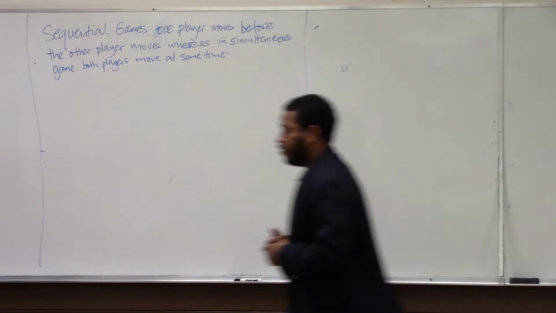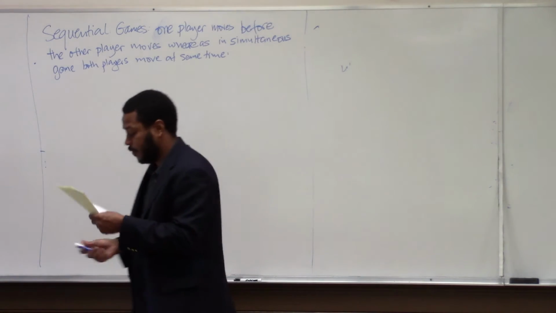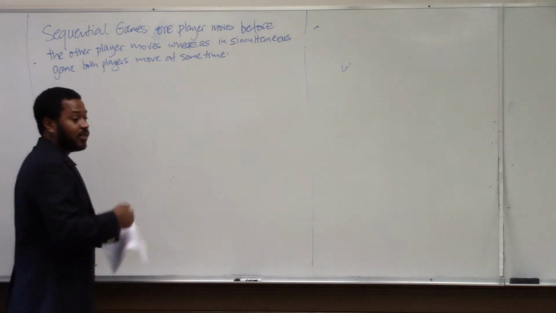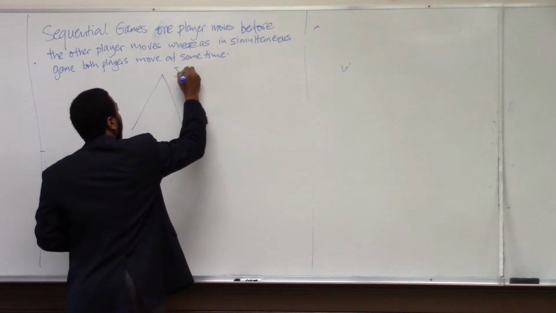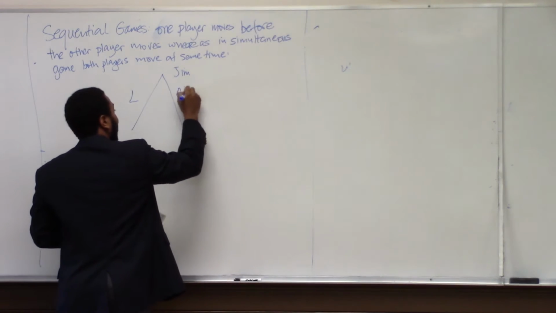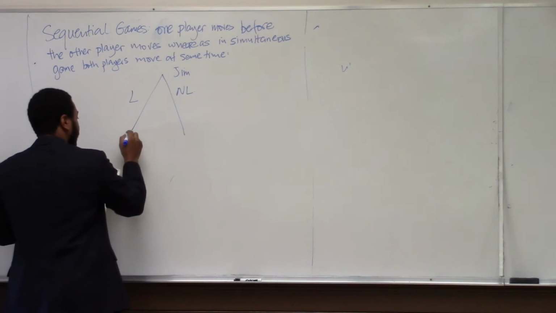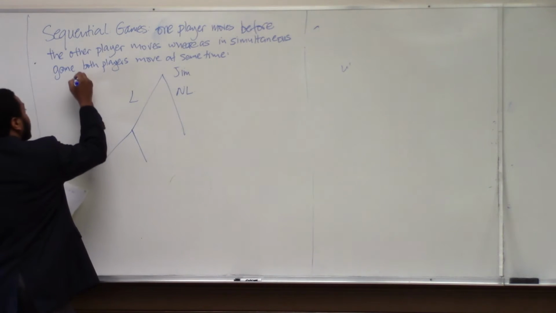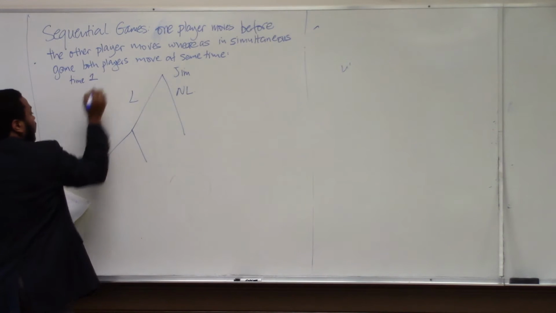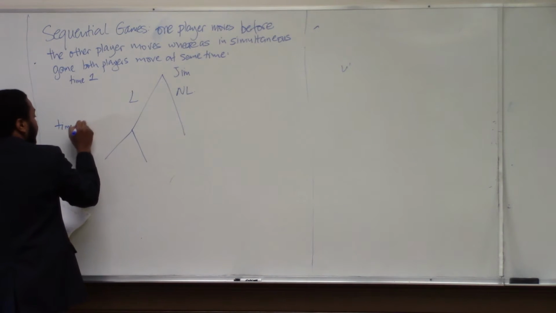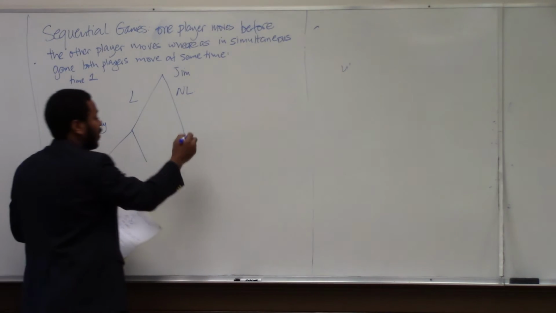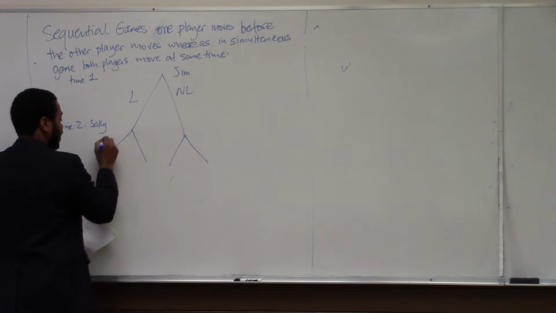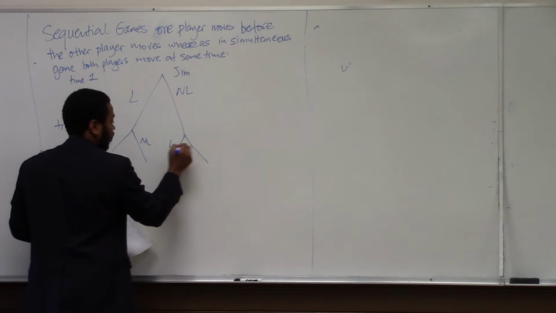Okay. So let's look at the following sequential game. We're going to have Jim and Sally, and I'm going to draw this decision tree, this game tree. Jim is going to get to move first, and Jim can choose to like or not like Sally's pictures, right? So this is going to be time 1. This is going to be time 2. Sally is going to get to move here. So Jim chooses to like or not like Sally's pictures, and then Sally is going to get to choose to like or not like Jim's pictures.